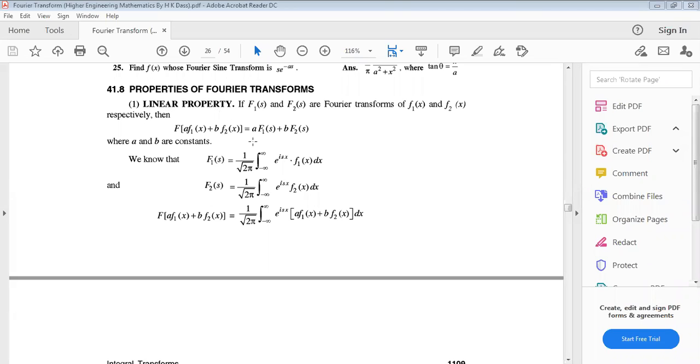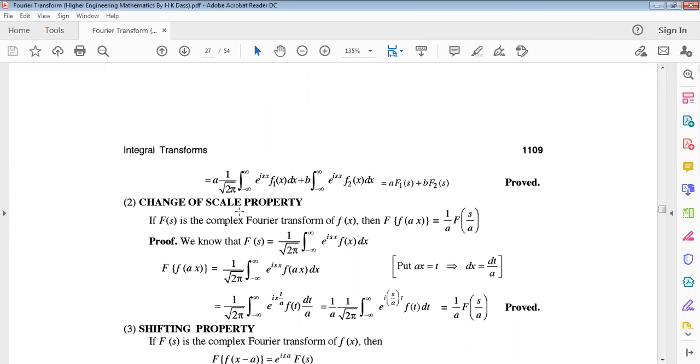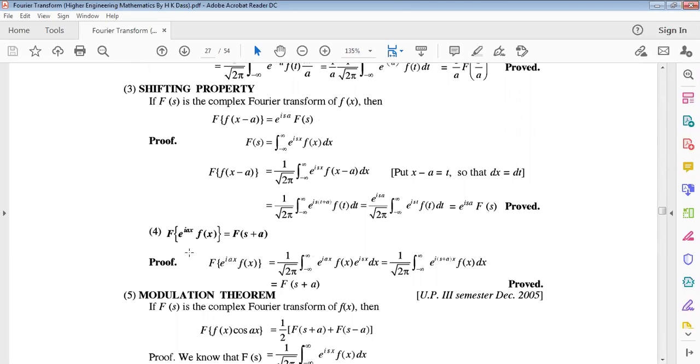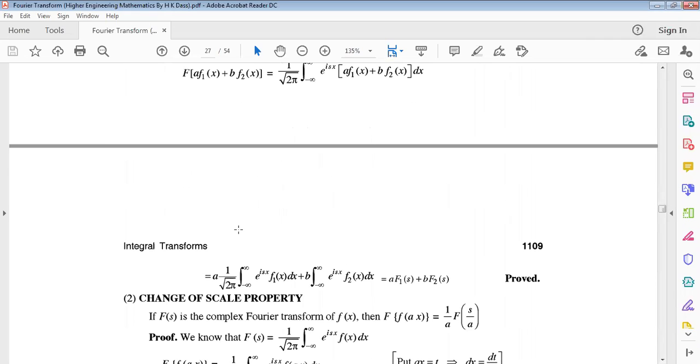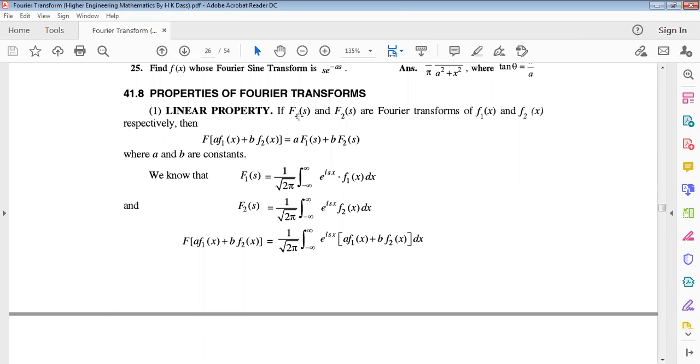Today we'll discuss the properties of Fourier transforms and the application of Fourier transforms, especially in the heat equation and wave equation. The application of Fourier transforms is the main issue of this class. The properties of Fourier transforms: first one is the linear property, then the change of scale property, and the shifting property. These three are the main properties of Fourier transforms. First of all, the linear property.